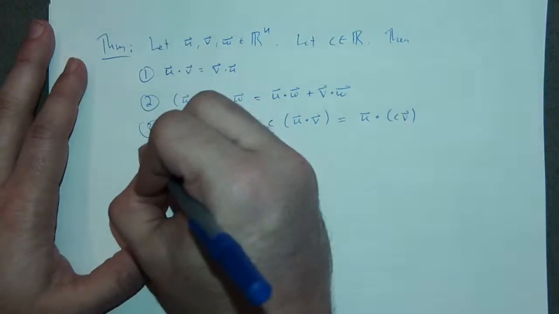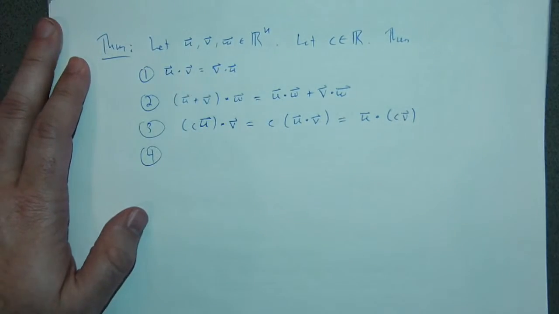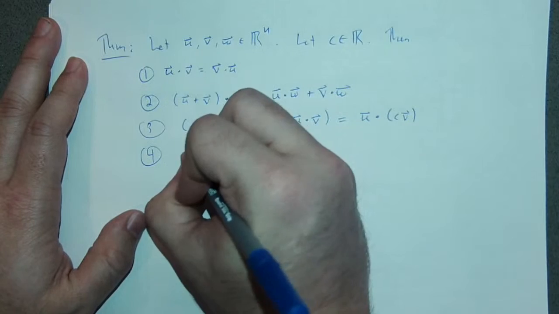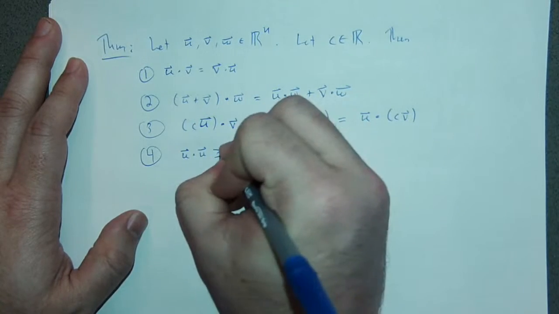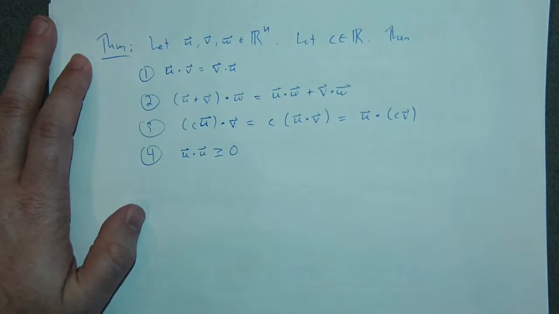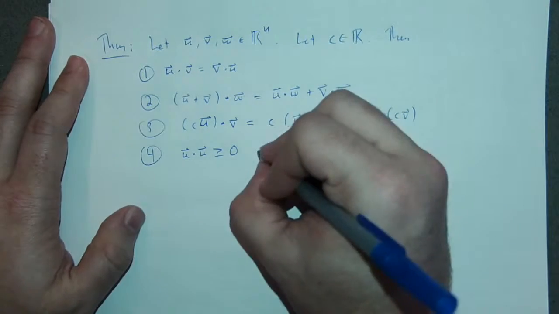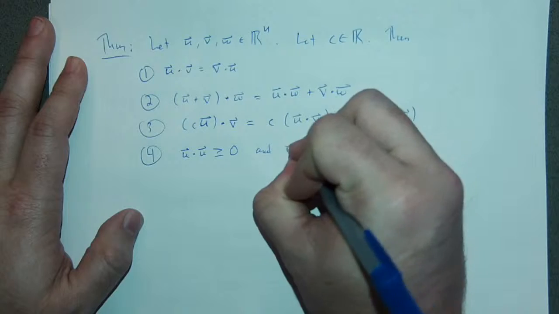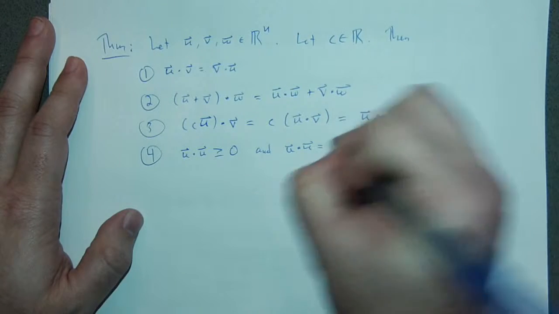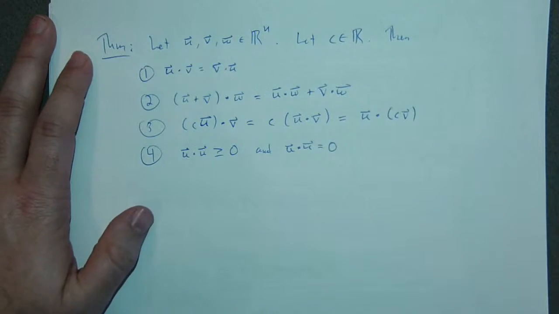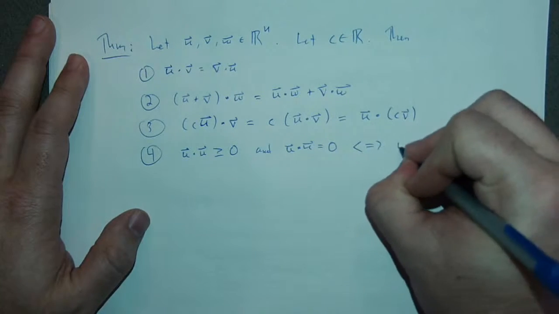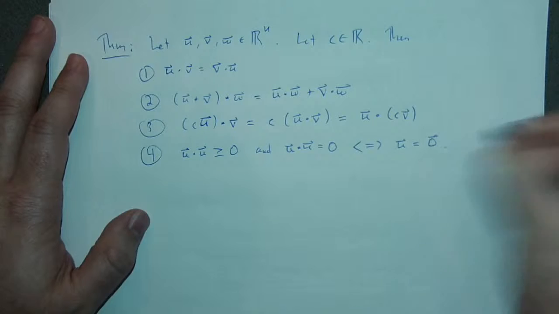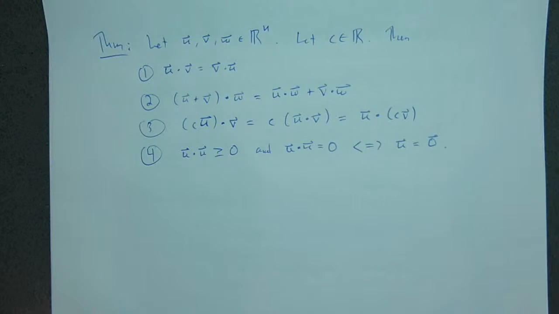Okay, and then the last thing is positive definiteness. That is that a vector dotted with itself is always greater than or equal to 0, and a vector dotted with itself is 0 if and only if the vector itself is the 0 vector. So that's the only way you can get 0 when you dot a vector with itself.